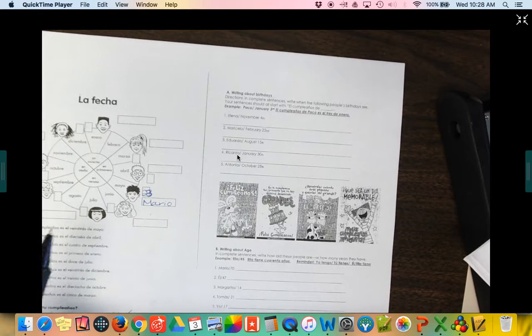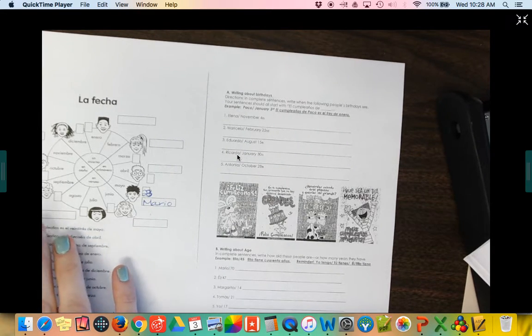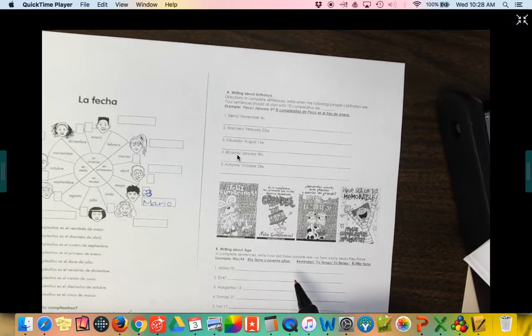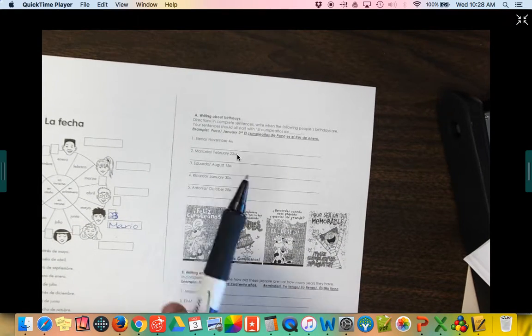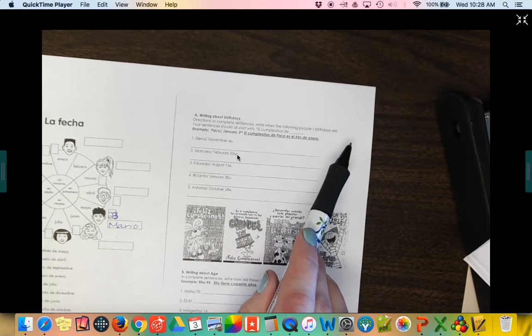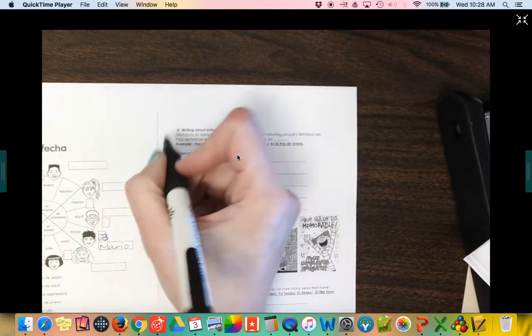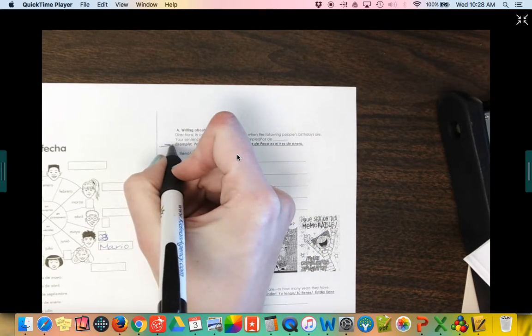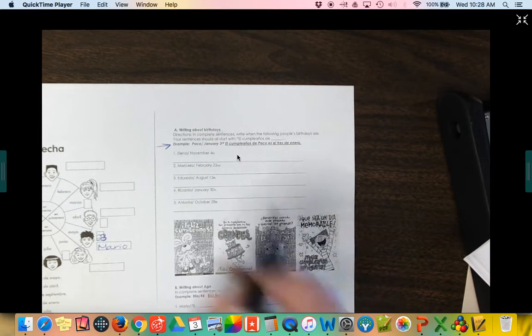These are the two most difficult sections. P.S. If you don't do these difficult sections correctly because you're not writing what I write and you're working on other sections, you will have to redo it for mastery. So you really want to make sure you're paying attention to writing what I'm writing. So it says incomplete sentences, write when the following people's birthdays are. So the example, could everybody draw an arrow to where it says example? Example.